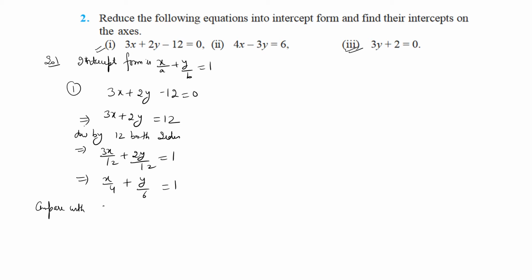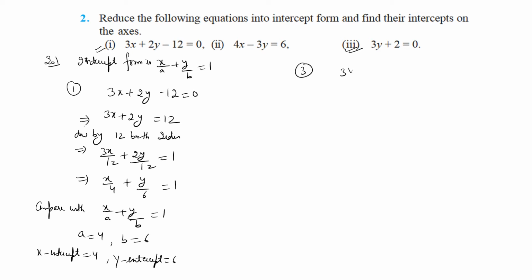Now compare with x upon a plus y upon b is equal to 1. I get a as 4 and b as 6. Okay, so the a is your x intercept, that is equal to 4, and y intercept is 6. Okay, now let us check it in one more question.